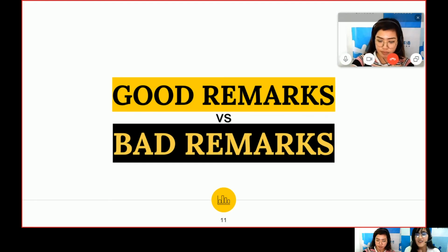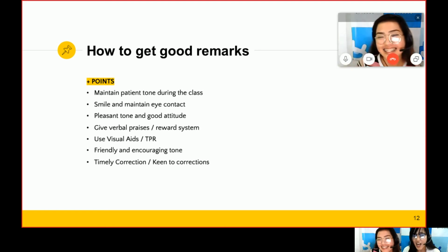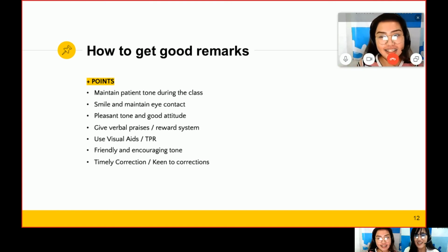Next, good remarks versus bad remarks. We're here now. So, how to get good remarks and how to avoid bad remarks. Let's start. How to get good remarks. Maintain a patient tone during the class.